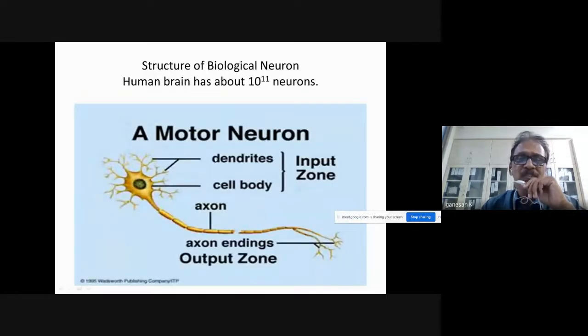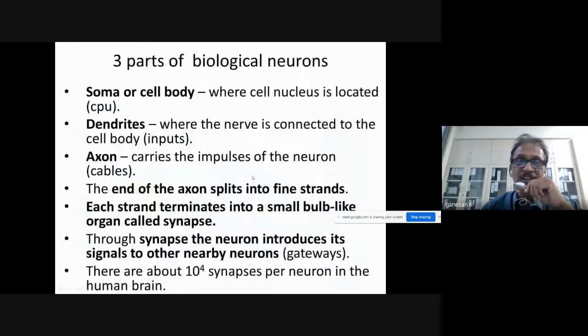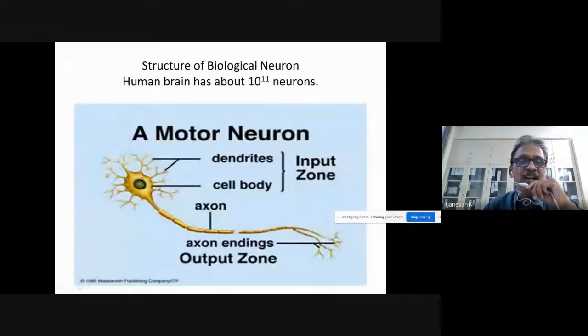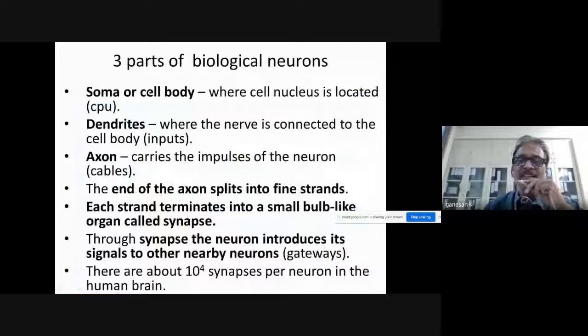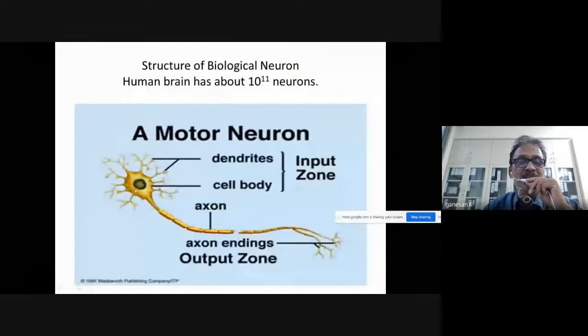And this is a simple structure of a biological neuron. In our human brain, we have about 10 to the power of 11 neurons. So just look at these jargons and let us not worry too much about them. Here is the soma or cell body, which is the black nucleus kind of thing, where the cell nucleus is located. It is like your CPU. That means all the computations which you are going to ask your neuron to do, even very simple ones, are done in this CPU. And what we call CPU here, I call soma.